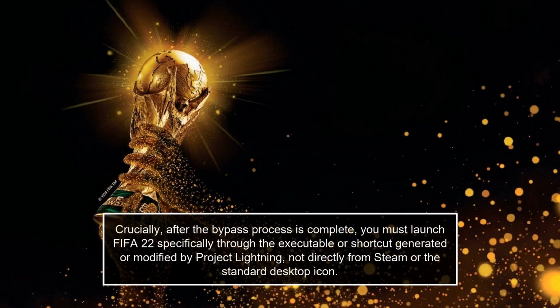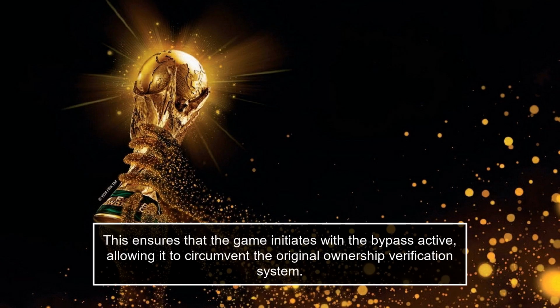Launch the game from the generated bypass file or shortcut. Crucially, after the bypass process is complete, you must launch FIFA 22 specifically through the executable or shortcut generated or modified by Project Lightning, not directly from Steam or the standard desktop icon. This ensures that the game initiates with the bypass active, allowing it to circumvent the original ownership verification system.